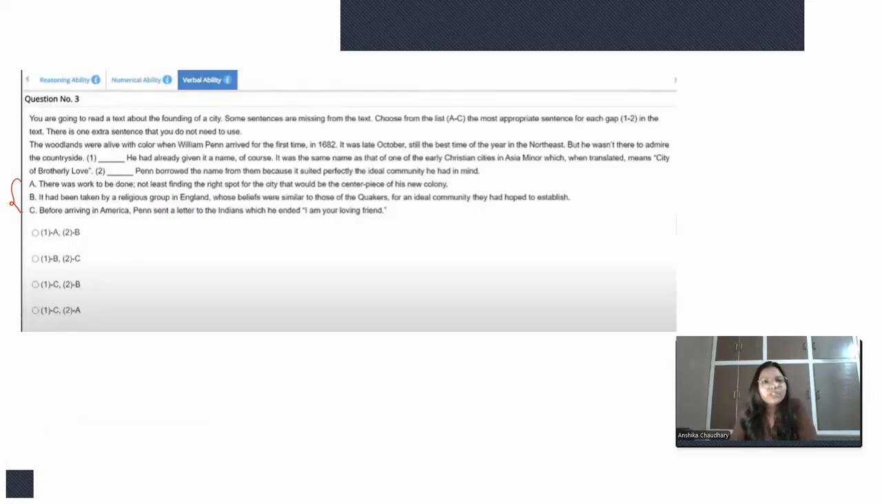Okay, all right. So the question is, you are going to read a text about the founding of a city. Some sentences are missing from the text. Choose from the list A to C the most appropriate sentence for each gap 1 and 2 in the text. There is one extra sentence that you do not need to use. So again, we have two blanks, 1 and 2, and we have three options A, B, C. We need to fill these two blanks with the help of these three options, right? So one will be eliminated, two will be used.